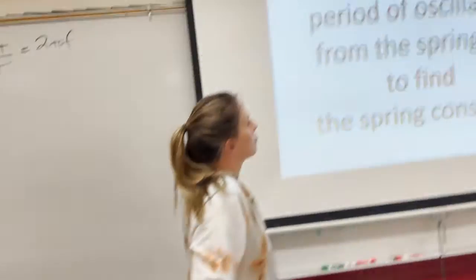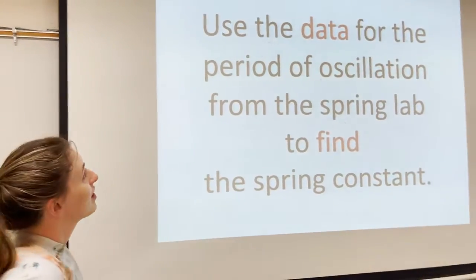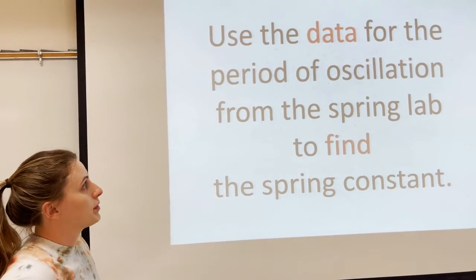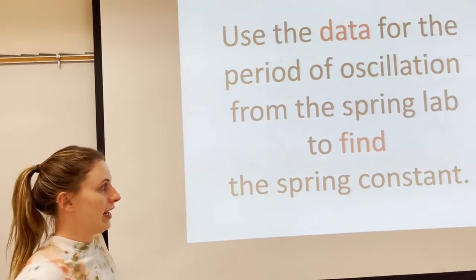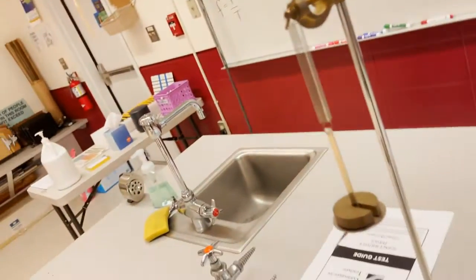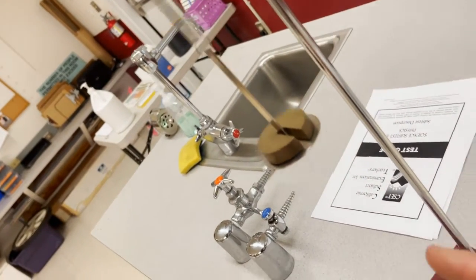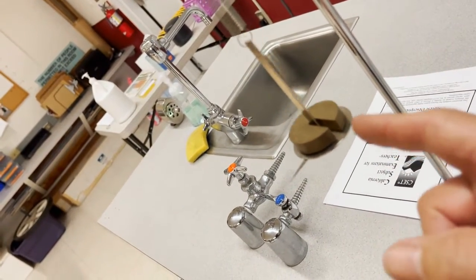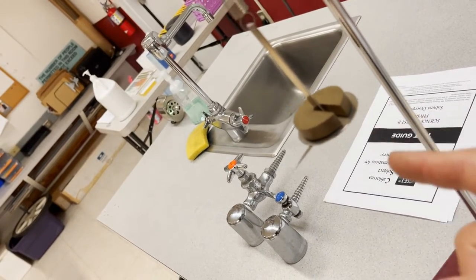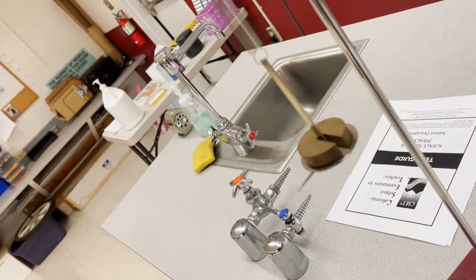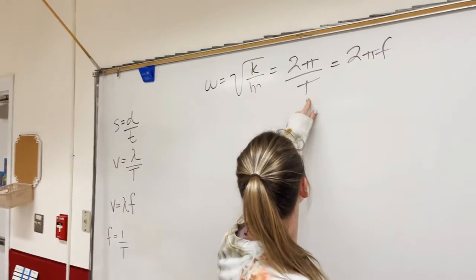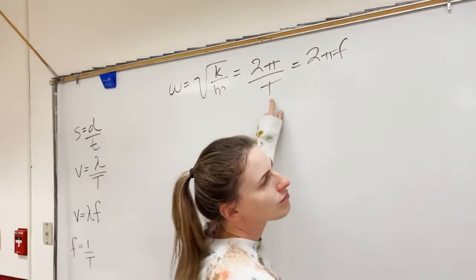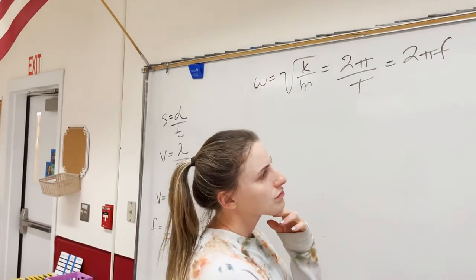If you're looking for some homework, you can do this. Use the data for the period of oscillation from the spring lab that we did a while back to find the spring constant. We could measure up and down 10 times, 1, 2, 3, 4, measure how much time, and divide that by 10. That gives us the period. And once we had the period and we know the mass, we could solve for the spring constant.